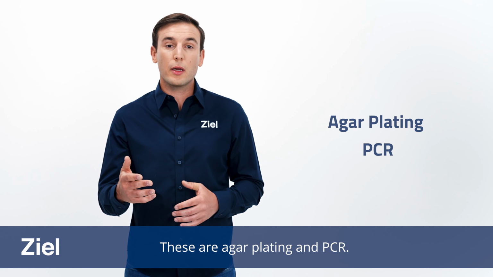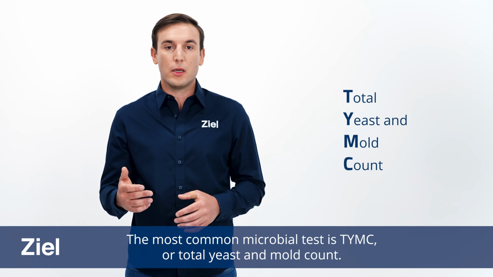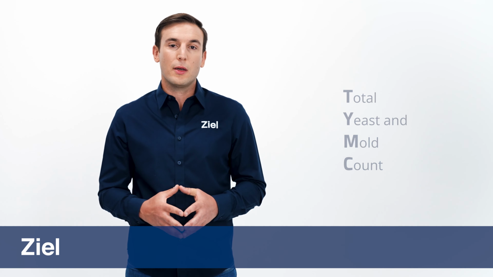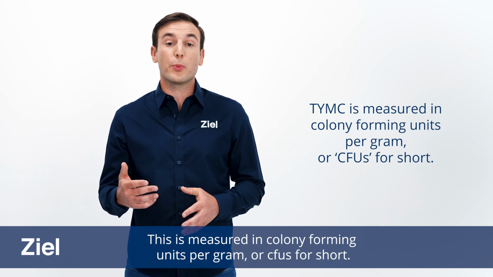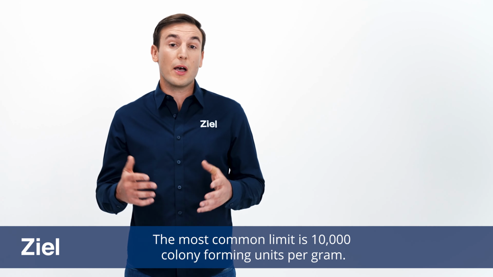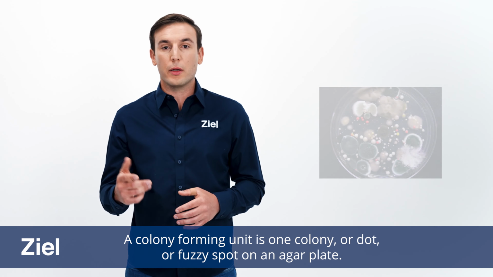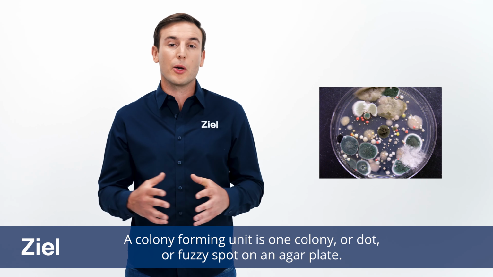These are agar plating and PCR. The most common microbial test is TYMC, or total yeast and mold count. This is measured in colony-forming units per gram, or CFUs for short. The most common limit is 10,000 colony-forming units per gram. A colony-forming unit is 1 colony or dot or fuzzy spot on an agar plate.